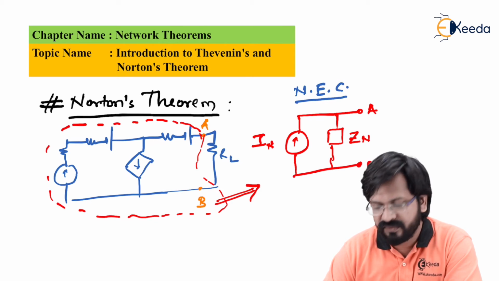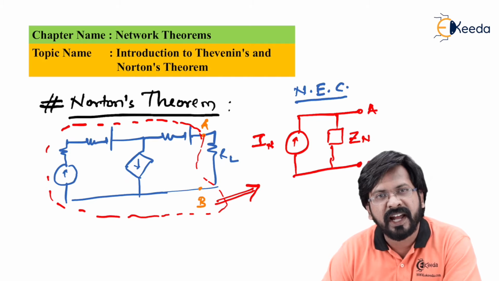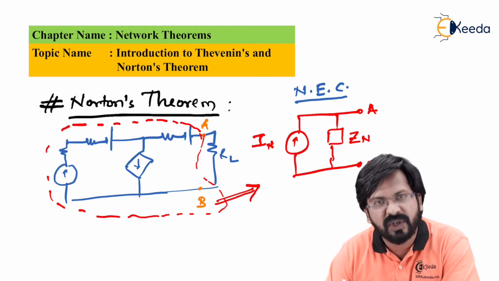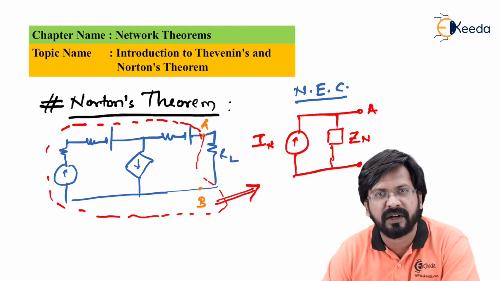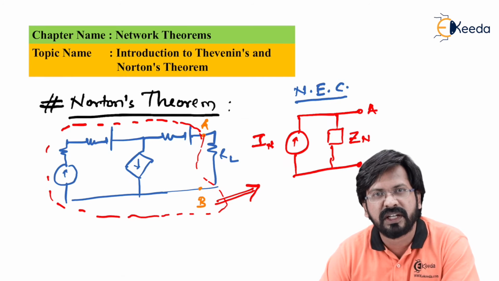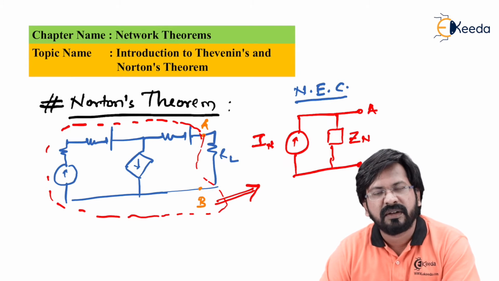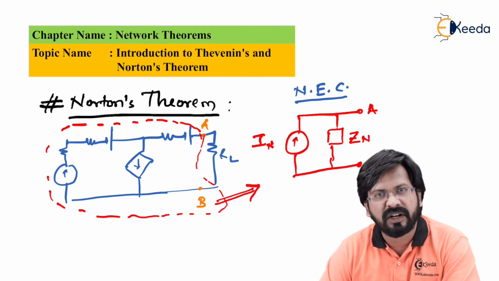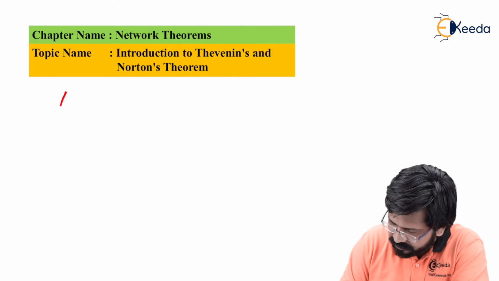As we have seen, these two theorems help you reduce the size of the network to a simplified network. It means there will definitely be some relation between Thevenin's equivalent circuit and Norton's equivalent circuit. Now we are going to see what the relation is between Thevenin's and Norton's equivalent circuit.